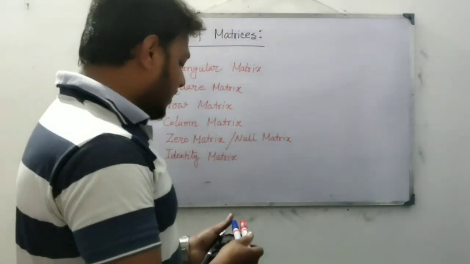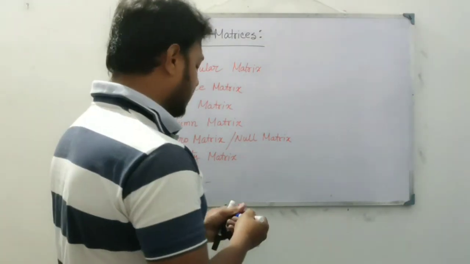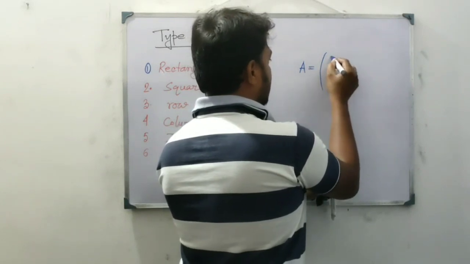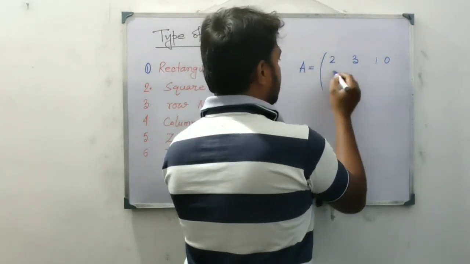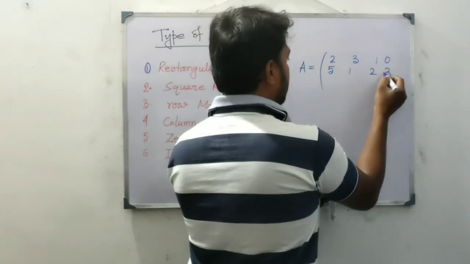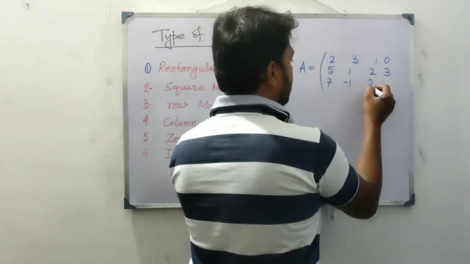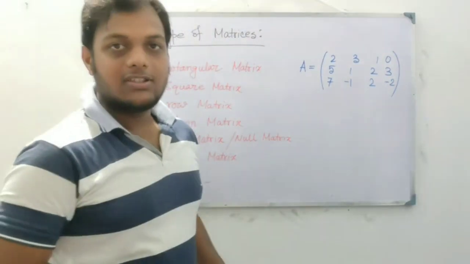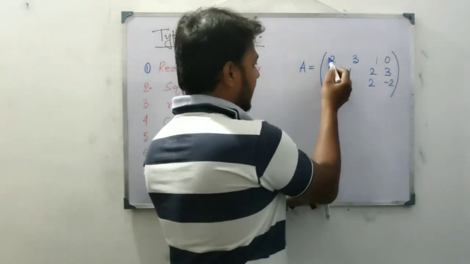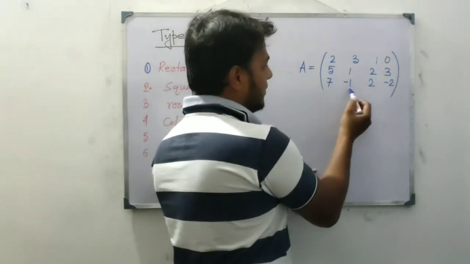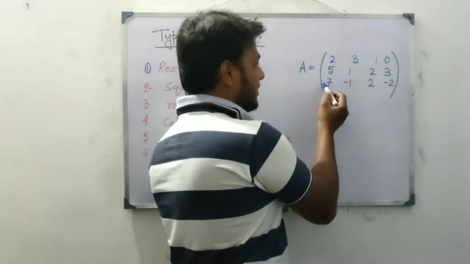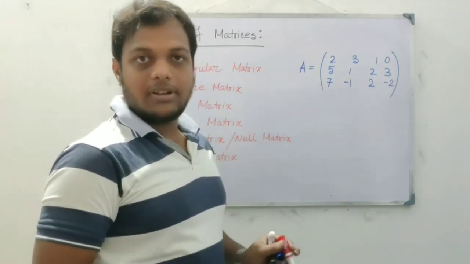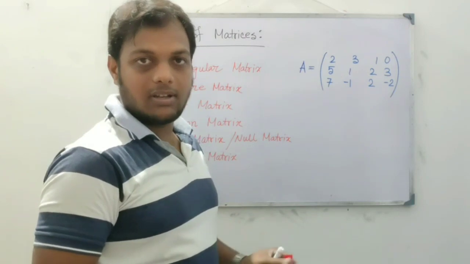So rectangular matrix means, if you consider an example, suppose A equals 2 3 1 0 5 1 2 3 7 minus 1 2 minus 2. Then see, this matrix is of the shape of a rectangle. Why? There are 3 elements along this and along this there are 4. So one side is less and the other side is greater. So this is a rectangular matrix. This is an example of a rectangular matrix.